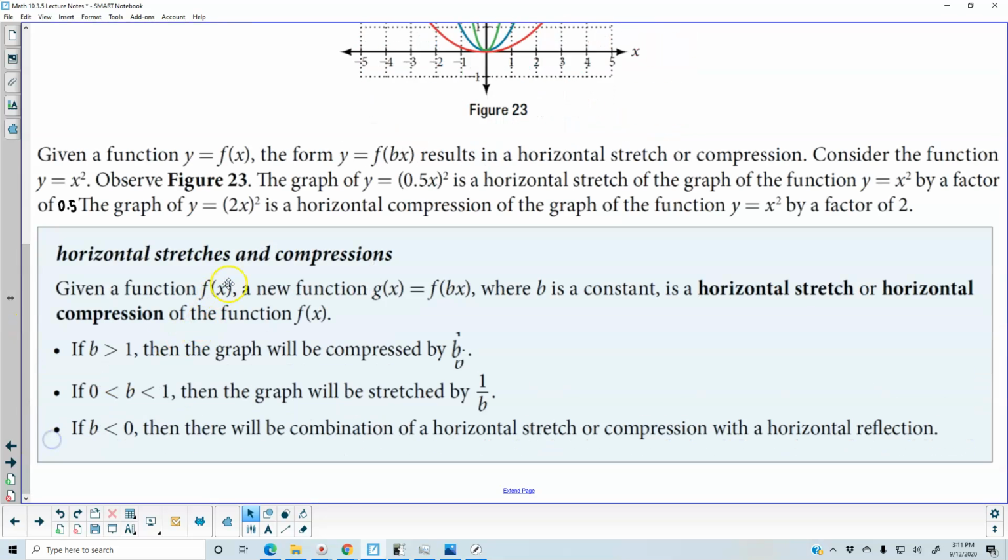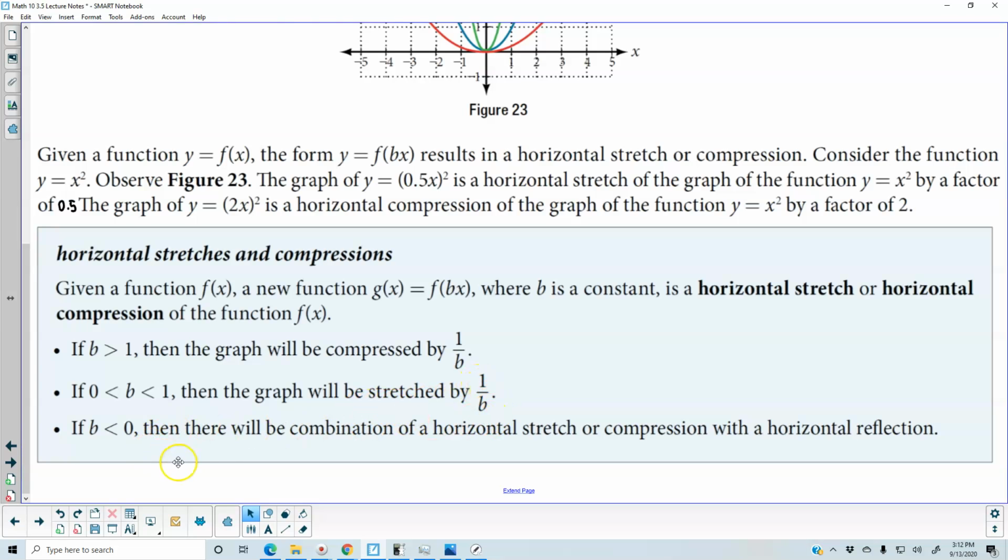So, horizontal stretch and compression definitions. Given a function f of x, a new function g of x is equal to f of bx, where b is a constant, is a horizontal stretch or horizontal compression of the function f of x. If b is greater than 1, then the graph will be compressed by 1 over b. If b is in between 0 and 1, then the graph will be stretched by 1 over b.